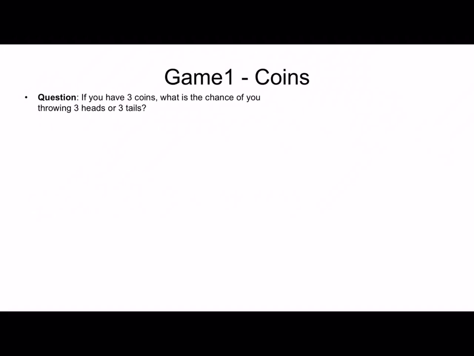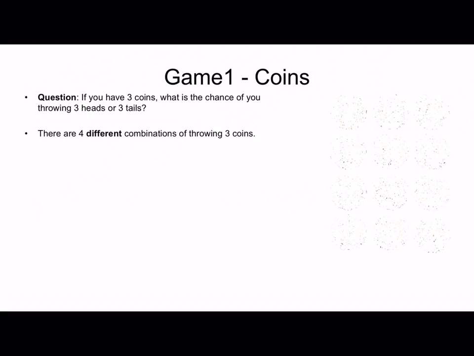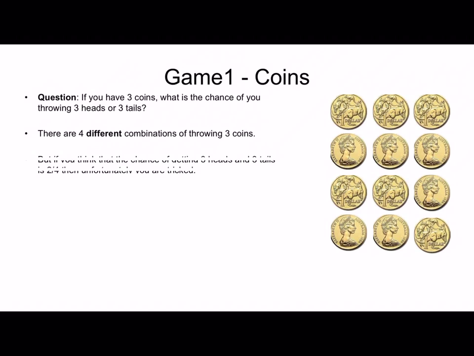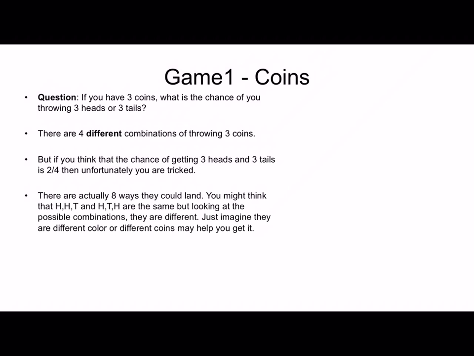So here is the question. If you have 3 coins, what is the chance of you throwing 3 heads or 3 tails? There are 4 different combinations of throwing 3 coins. But if you think that the chance of getting 3 heads and 3 tails is 2 out of 4, then unfortunately you are tricked. There are actually 8 ways that they could land.